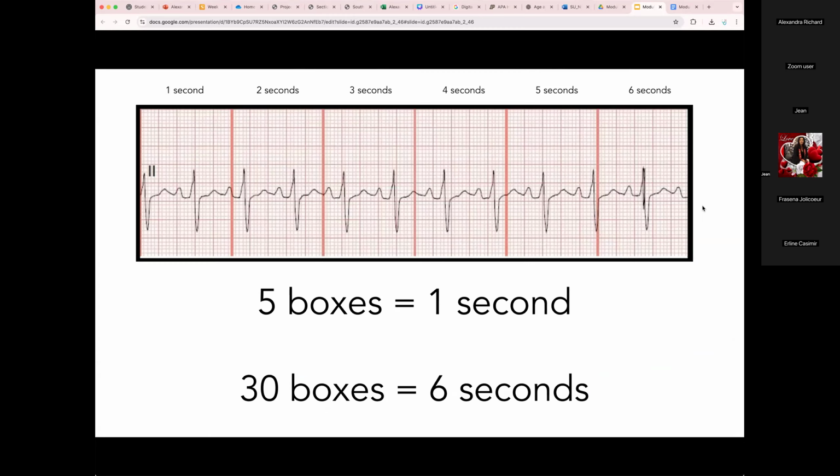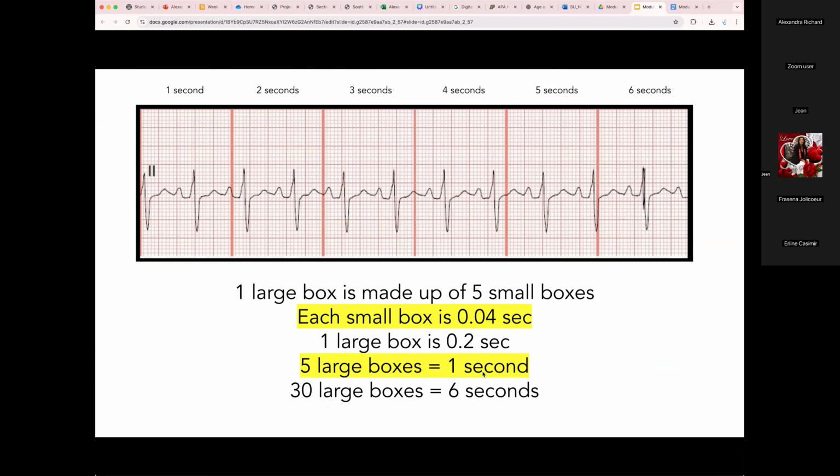All right, so just a little review about what we learned last week. Remember, you have to understand EKG paper time. Remember, we talked about 5 of these boxes equals 1 second. 1, 2, 3, 4, 5. And so 30 boxes equals 6 seconds. We also added 2 new numbers for you to memorize.